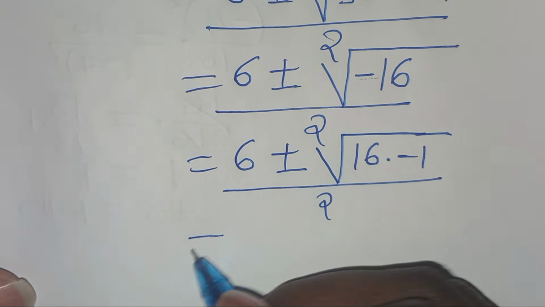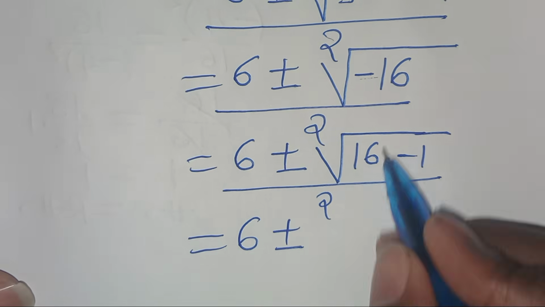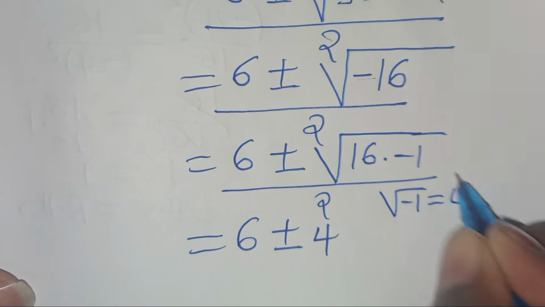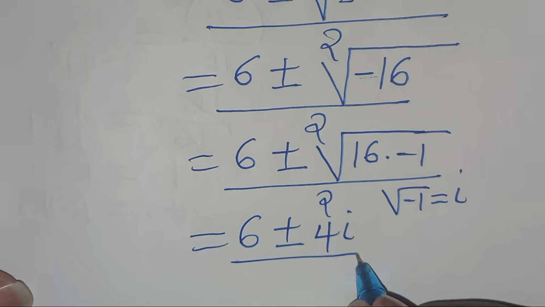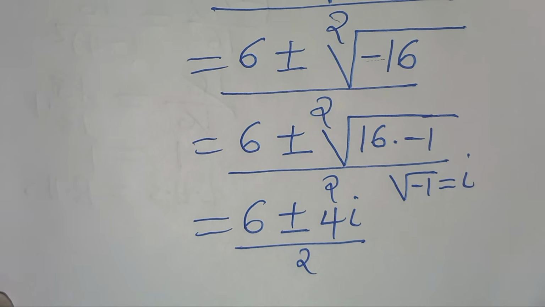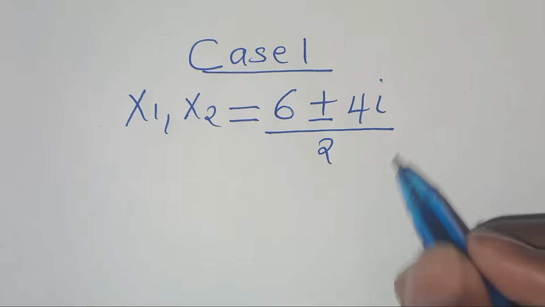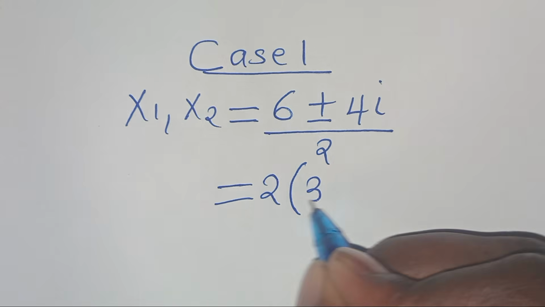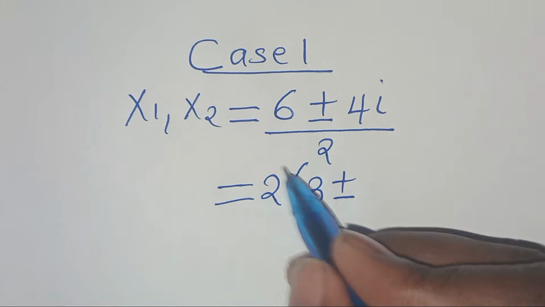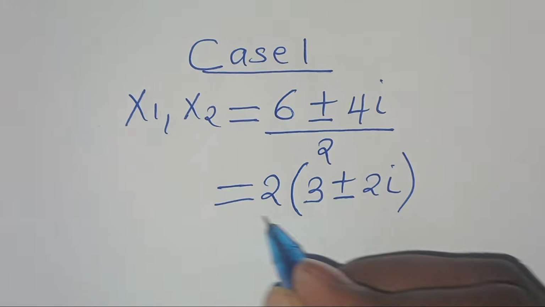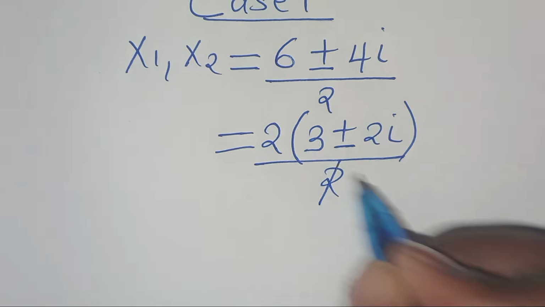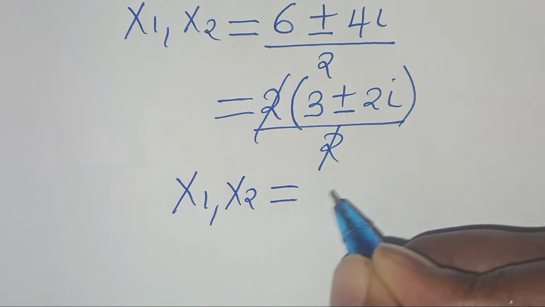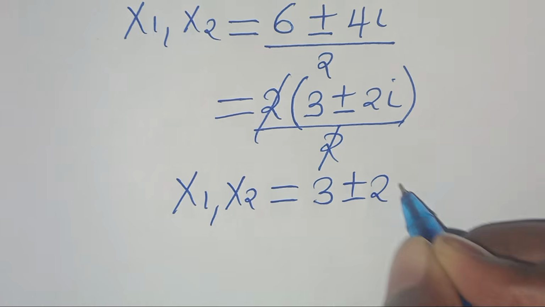So the next step is that we have 6 plus or minus the square root of 16, this is 4, then the square root of negative 1, this is equal to i. So we have 4i divided by 2. In the numerator, 2 is common, so we can factor out 2, so that 6 divided by 2 is 3, plus or minus 4i divided by 2, which is 2i, then divided by 2, so we can simplify 2 and 2 here, and that means x1, x2 is equal to 3 plus or minus 2i.